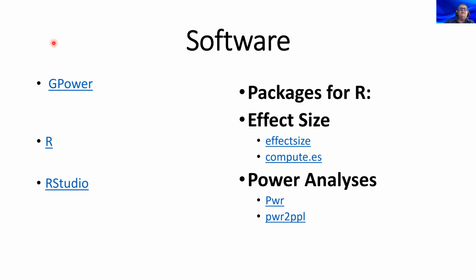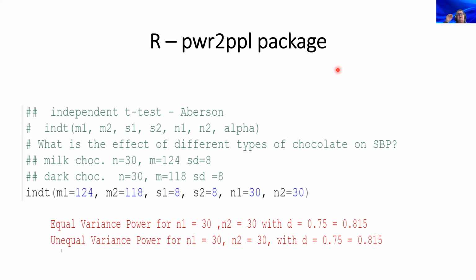Software we could go to is G*Power, which is the link I have here, as well as R and RStudio. And in R, look at a couple of effect size packages as well as some power analyses. So let's take a look at the first example. I went into R and used the PWR2ppl package, which is by Aberson. He's one of the authors that I use in RSCH 812. So it refers to the power to the people package.